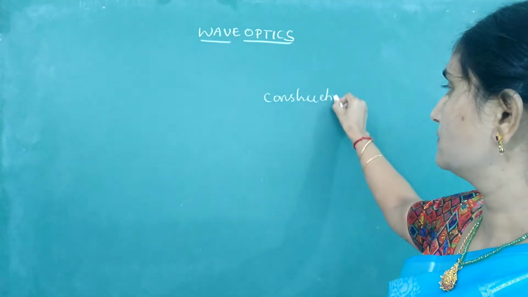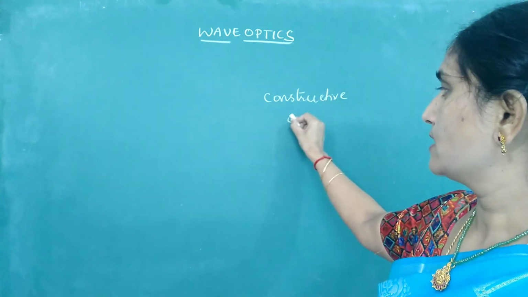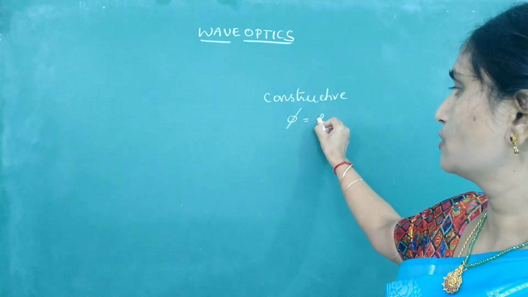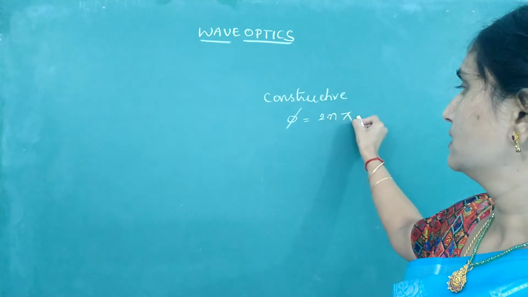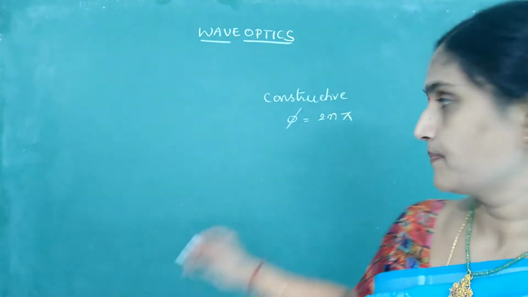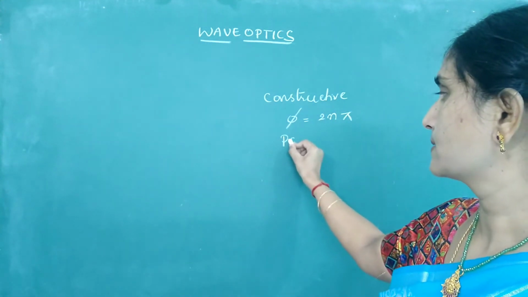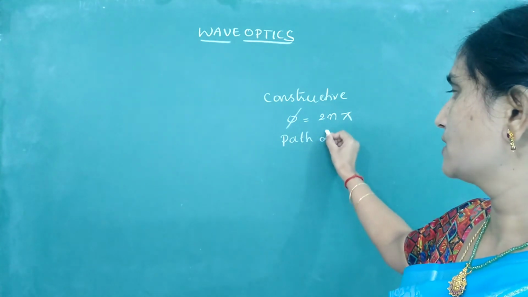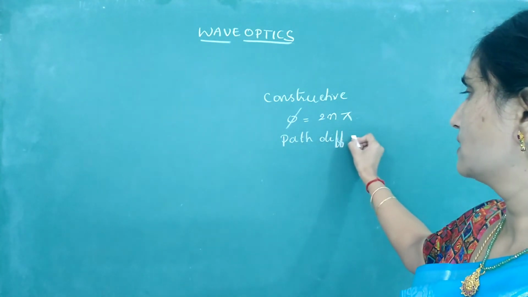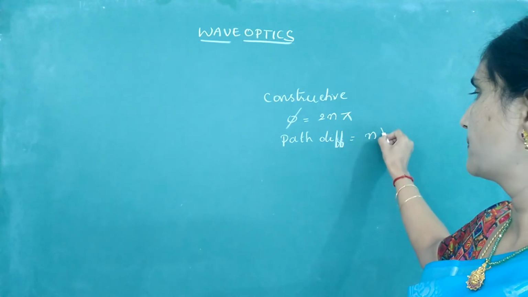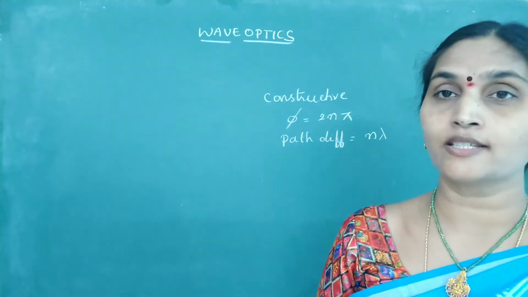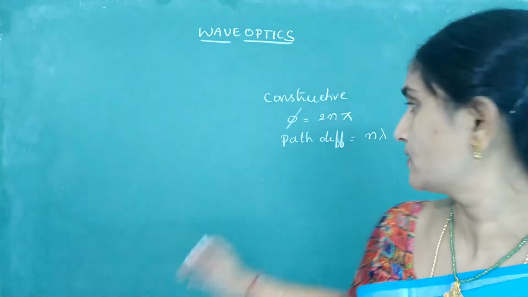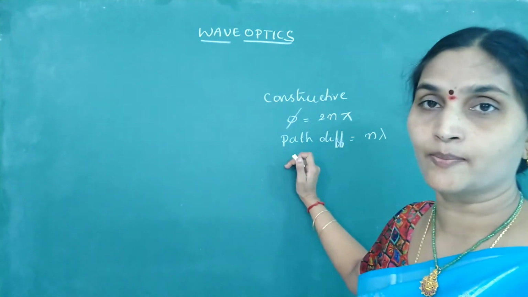For constructive interference, phase difference should be an integral multiple of pi, 2n pi, whereas path difference between the two interfering waves should be n lambda. These are the two conditions for phase difference and path difference for constructive interference to take place.